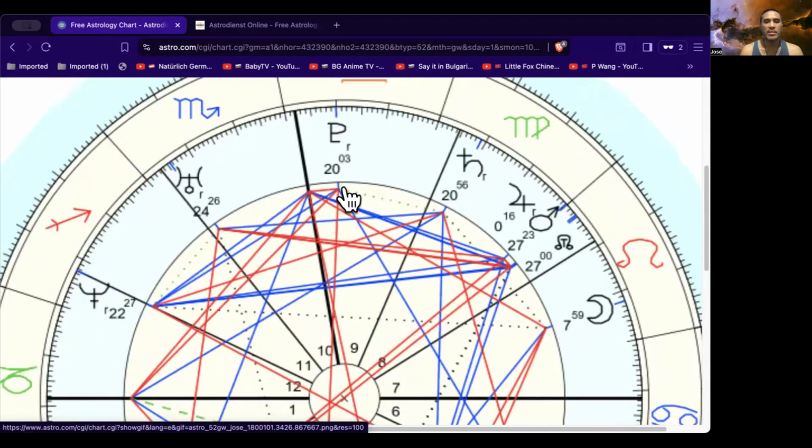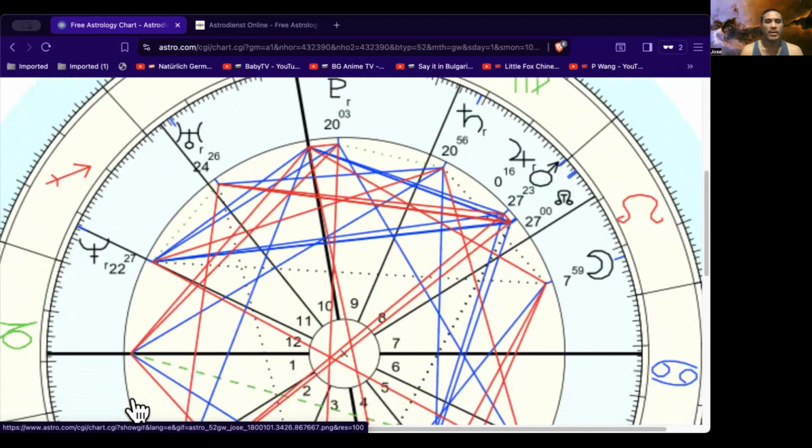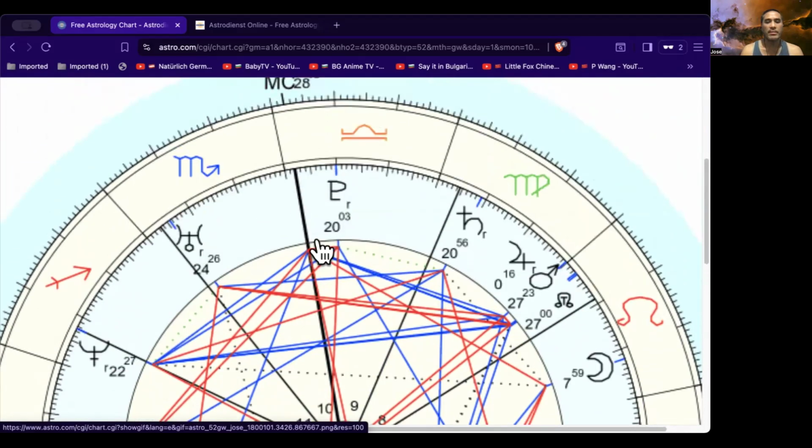So this shows me that my Pluto is square my ascendant back then. It was still in Libra, but it was retrograde, so I didn't really know what power was. This actually makes sense why in this life I'm learning about true power instead. Not power in the sense that we think it is, right?